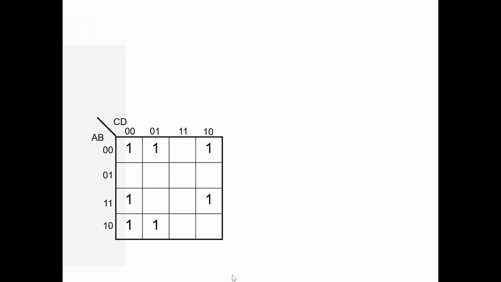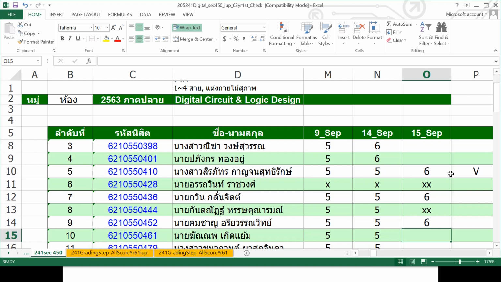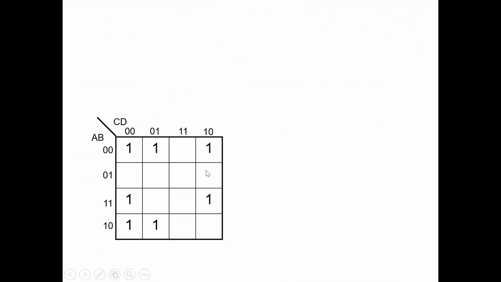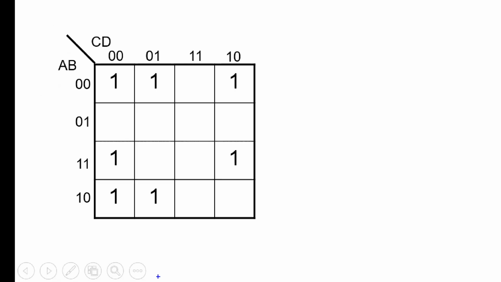Whose turn? Kanop, where are you? Okay. Let us try to find the function. How to group? The main point is you must select all of these logic 1 outputs, right? Must select all to complete the function.